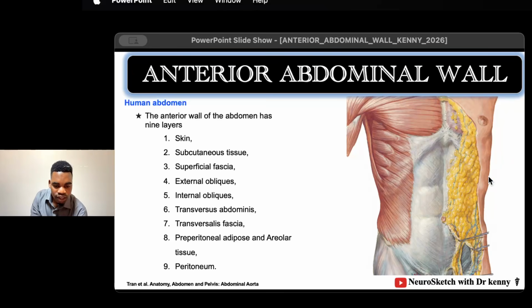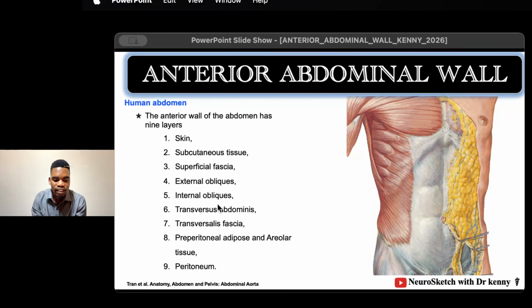Okay, so from outside to inside, we have the skin. After skin, we have the subcutaneous tissue, meaning sub, below the skin. After the subcutaneous tissue, we have the superficial fascia, which you're going to see has 2 layers. After superficial fascia, we have a layer of muscles, 3 muscles in total. I'm going to show you how. The outermost one is the external oblique muscle, then the internal oblique, then the transversus abdominis muscle. These 3 muscles are encountered.